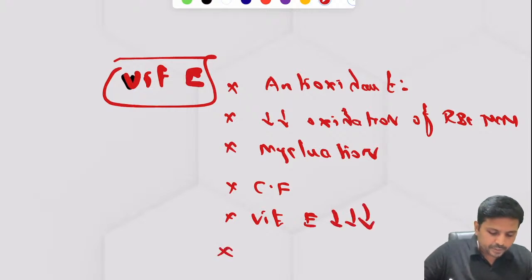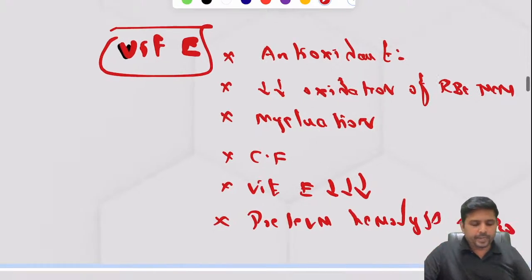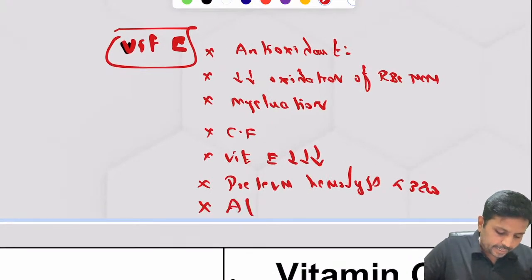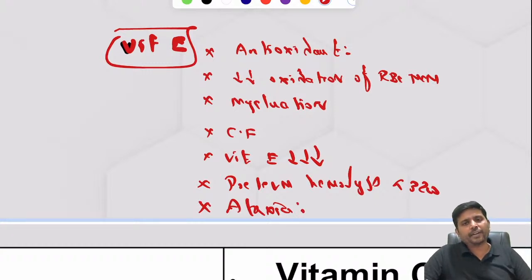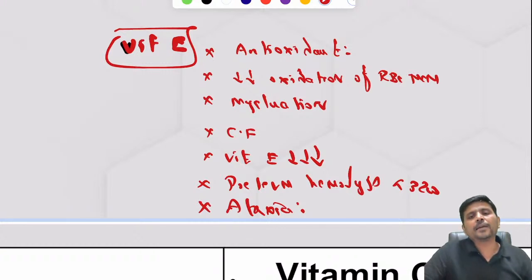What is the manifestation of vitamin E? Preterm hemolysis. That is, spontaneous hemolysis occurs in children less than 32 weeks. And then it also produces ataxia. Unknown ataxia will be given a trial of vitamin E. So one is preterm hemolysis, second one is ataxia. Please remember this with respect to vitamin E.